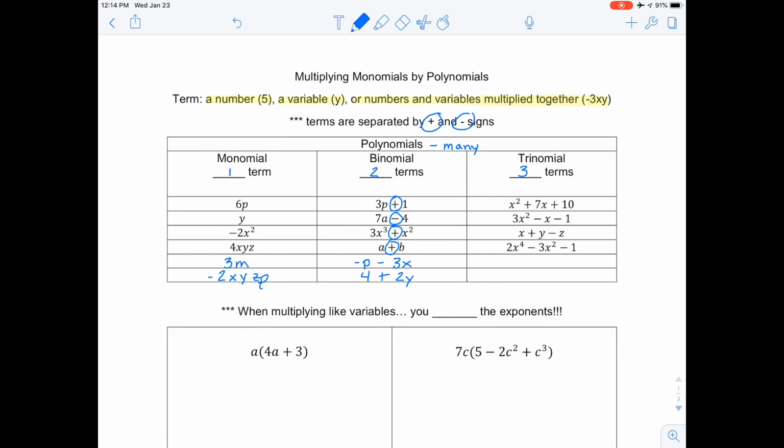All right, so now trinomial is 3 terms. So now we need 3 different things that are 3 different terms that are separated by a plus or a minus sign. So here's the first term, x squared, separated by the plus sign. 7x is the second term, separated by a plus sign. 10 is the third term. All right, and there's a couple more examples there for you. And same thing, I want you to try and write 2 more trinomials.